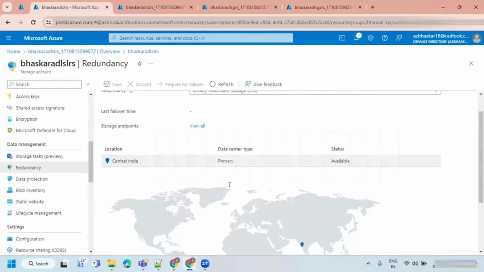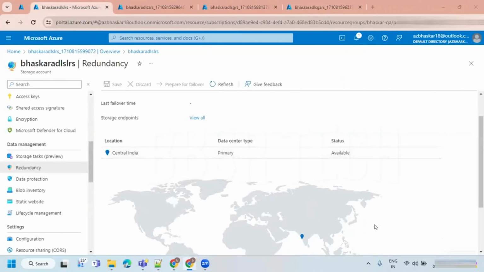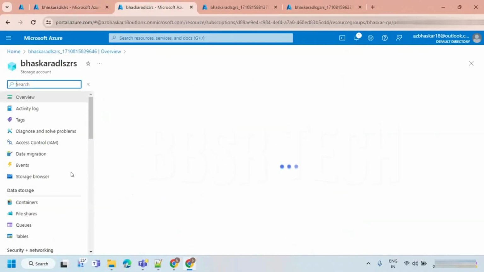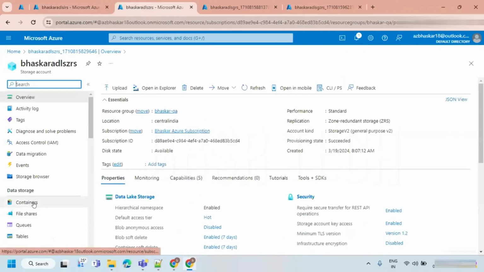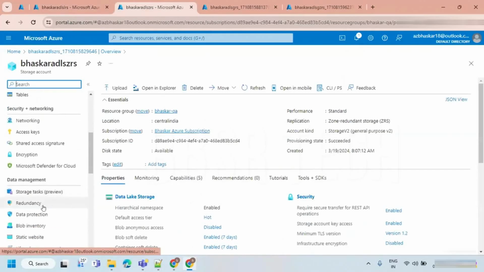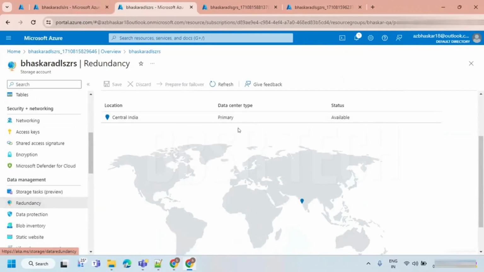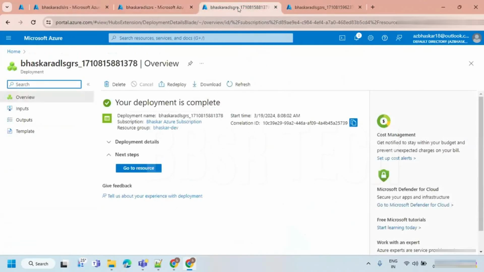So we have seen LRS, which is in a single place. When you go for ZRS, ZRS also has only a primary region. You're not going to have a secondary region. If you go to the redundancy, you can see there is only a primary region. Now I'm going back to the geo-redundant storage.